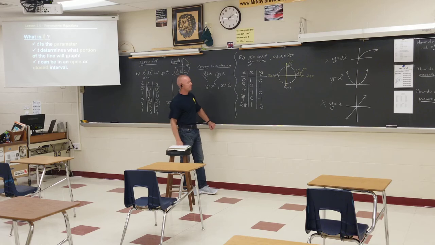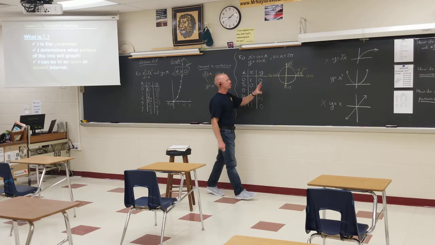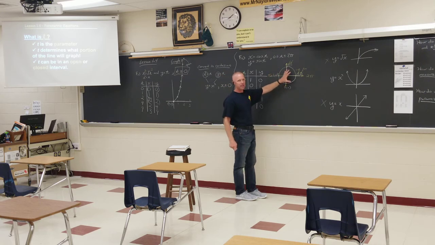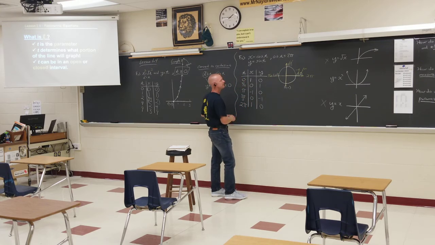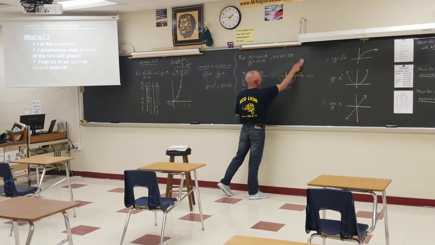All right, now, why did we do this? So we could get a graph. Sometimes students say, but you already have a graph, Mr. Naylor. Be careful, this was the unit circle. We used it to help us get these points. Now we're actually going to make a graph.